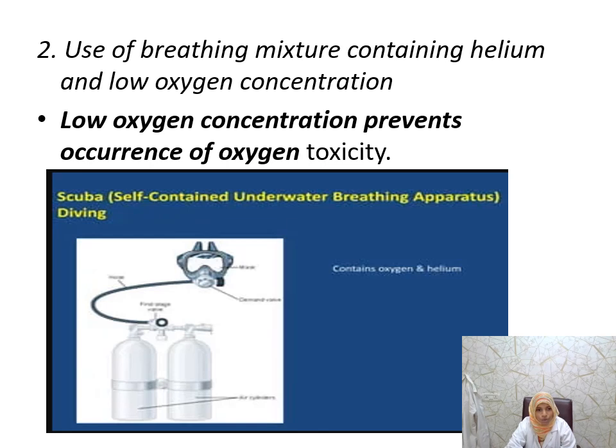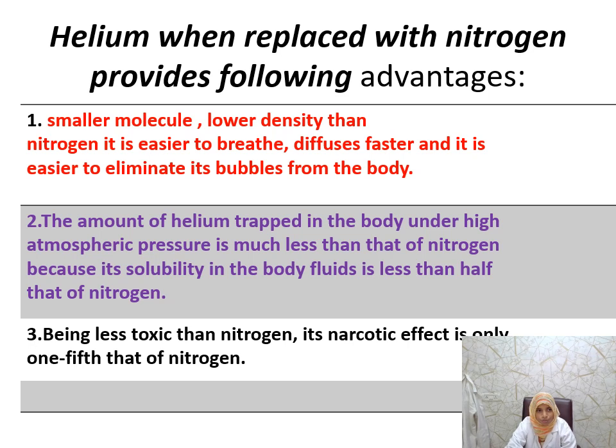So what is the composition? Low oxygen concentration, because we use oxygen at low concentration to prevent the occurrence of oxygen toxicity. So why are we replacing nitrogen with helium? We are replacing it because helium has certain advantages. First, helium being a smaller molecule, it has lower density than nitrogen, so it is easier to breathe. It diffuses faster and it is easier to eliminate its bubbles from the body. Even helium is going to form bubbles, but whatever bubbles are formed from helium, it is very easy to eliminate them.